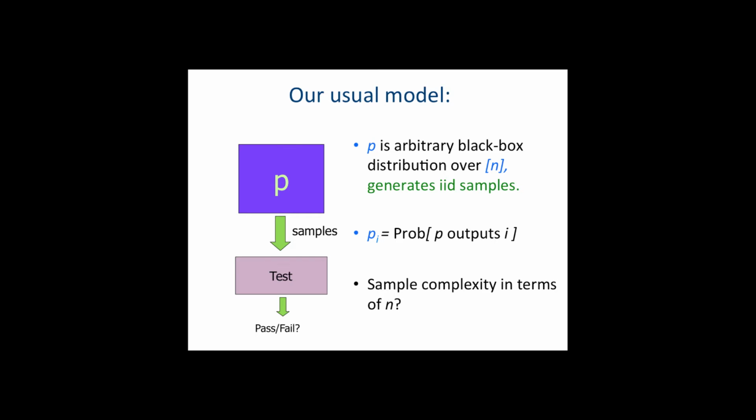So let's call our domain 1 through n, and this thing generates IID samples. So every time I press the button, my sample is completely independent of my previous sample. And we'll use p_i to be the probability that the distribution P outputs domain element i, but we don't know these p_i's. These are the underlying probability distribution. We just don't know them. And for any type of problem we're testing, we'd like to know what's the sample complexity in terms of n, which is the domain size.